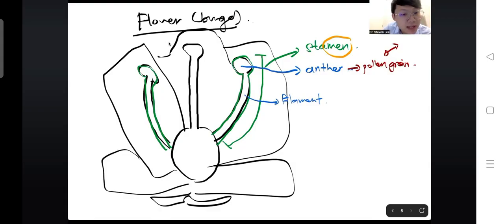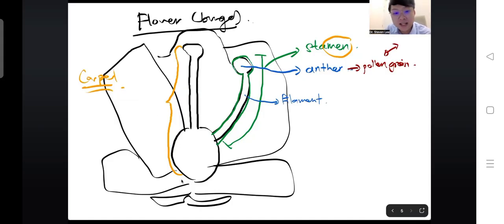The female part is dominant as usual, so it will be in the center. This center part is the female portion of the flower, so it is known as the carpel. Maybe I erase this one so that you don't need to see. It's basically the same thing. One flower can have many stamens. I just drew two, but in reality there can be many. So, carpels.